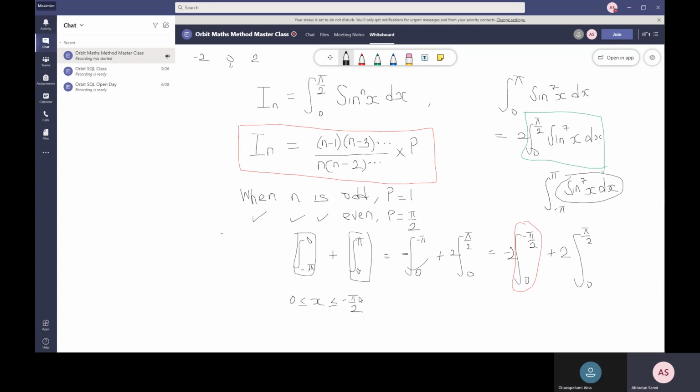So you are trying to say this. How can I make this guy positive? What I'm going to do is multiply this inequality by a minus sign, which means I'm going to calculate like this. I have pi over 2 greater or equal to x, and greater or equal to what? Equal to 0. Right?